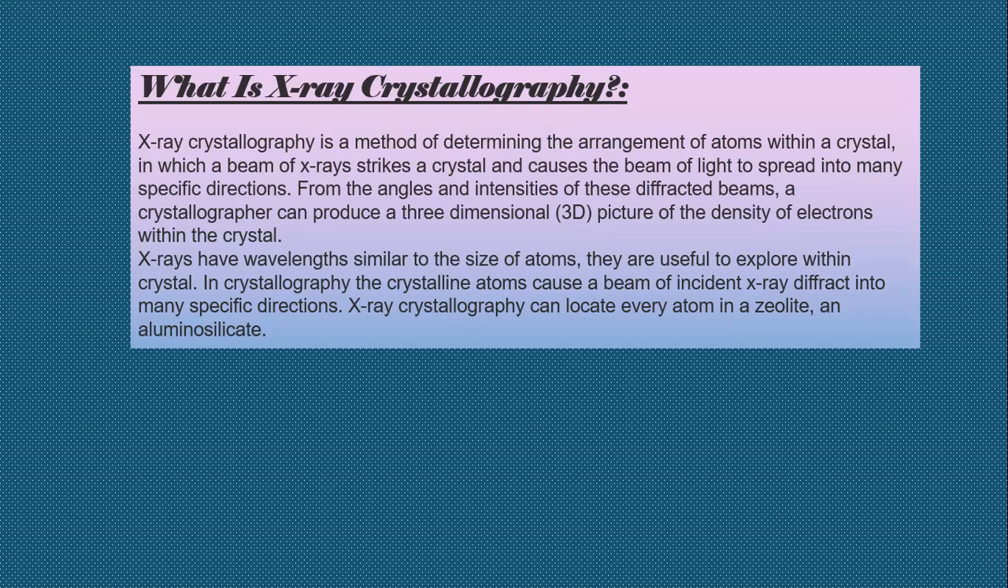X-rays have wavelengths similar to the size of atoms. They are useful to explore within crystals. In crystallography, the crystalline atoms cause a beam of incident X-rays to diffract into many specific directions. X-ray crystallography can locate every atom in zeolite and aluminosilicate.